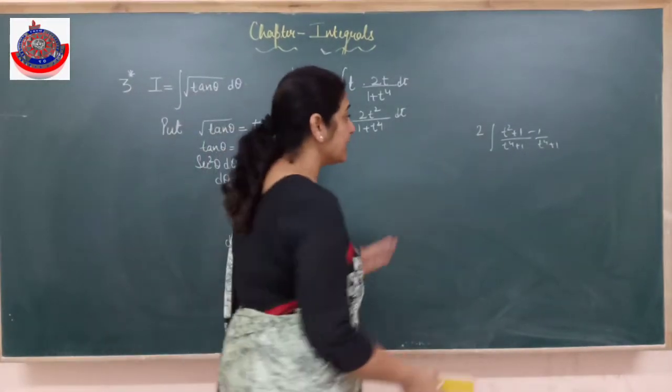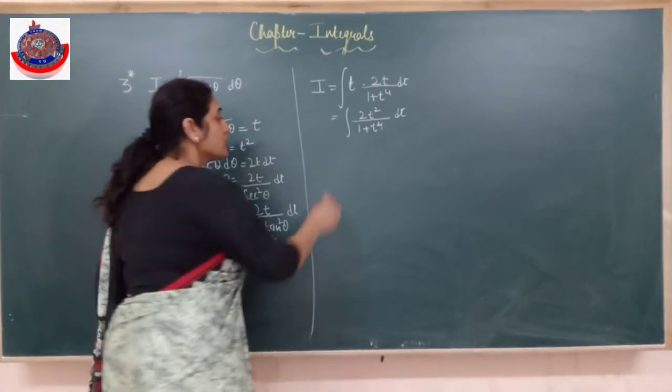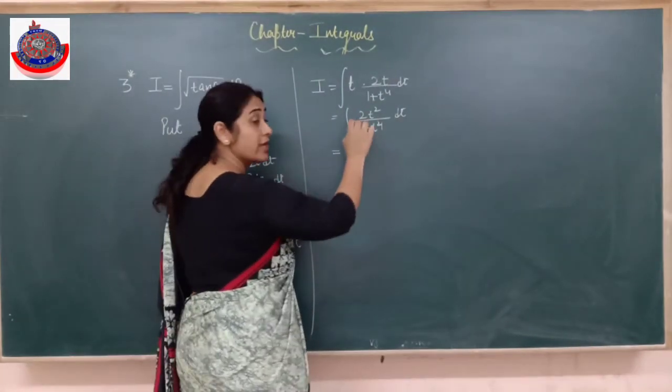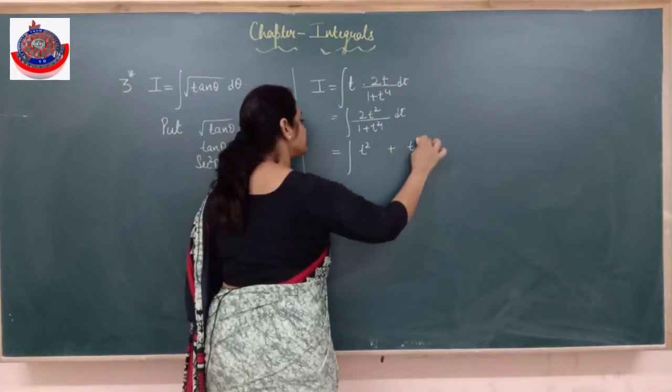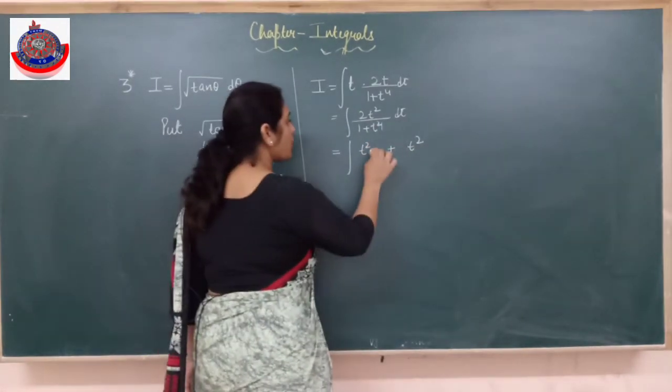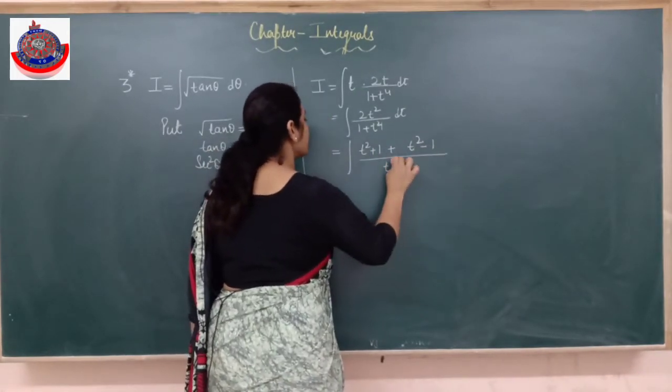So you have to think wisely and then do it. Don't jump on the conclusions. That's very important. So I have 2t². If this 2 was not there, we would have made it. Reason, I'm going to split into 2 parts. 1 I'm adding 1, 1 I'm subtracting 1. Now the question will become balanced.